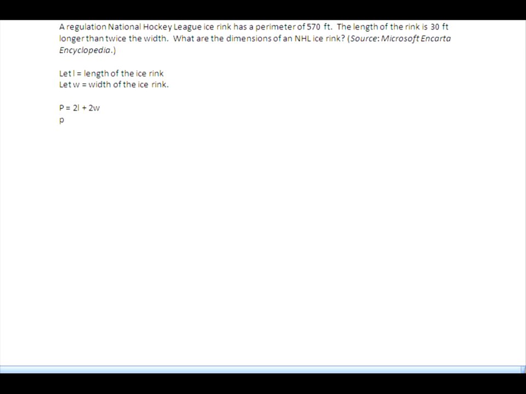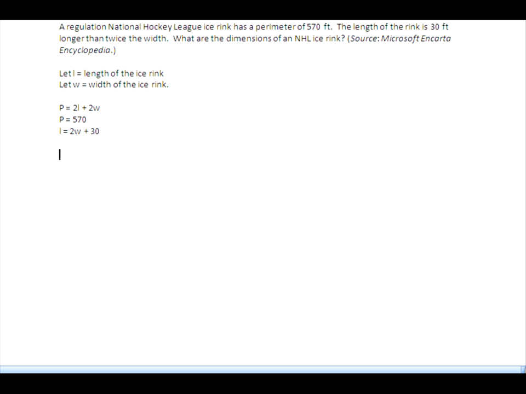From our problem, we know that perimeter is 570 feet, and from reading the problem, the second sentence, it says that the length of the rink is, and remember is means equal, so L is equal to 30 feet more than, or 30 feet longer than twice the width. Well, the width was W, so twice the width plus 30. That'll be our length.